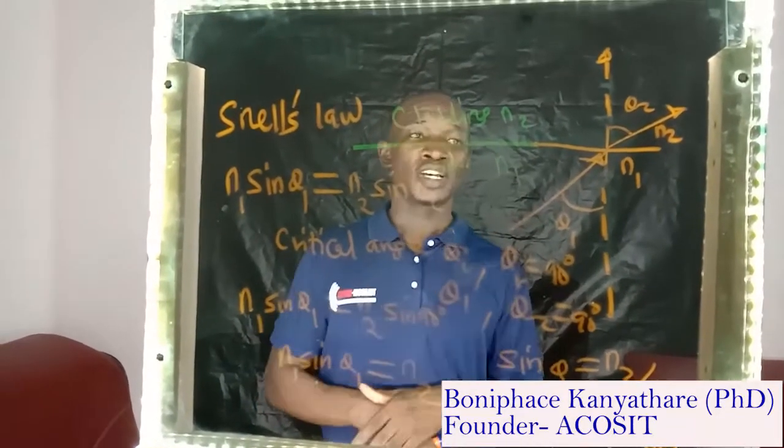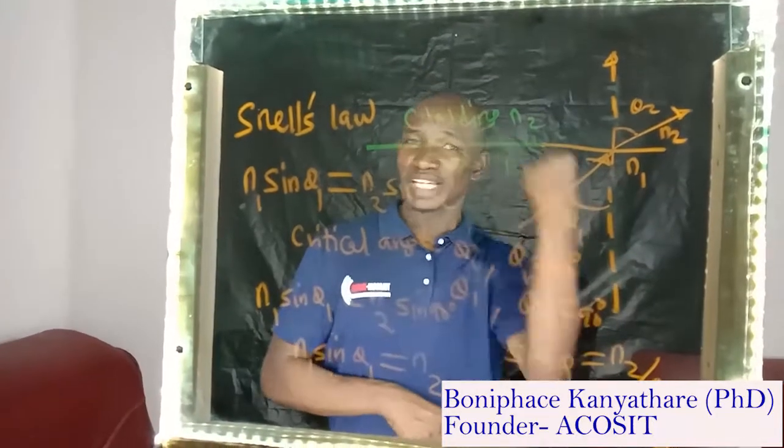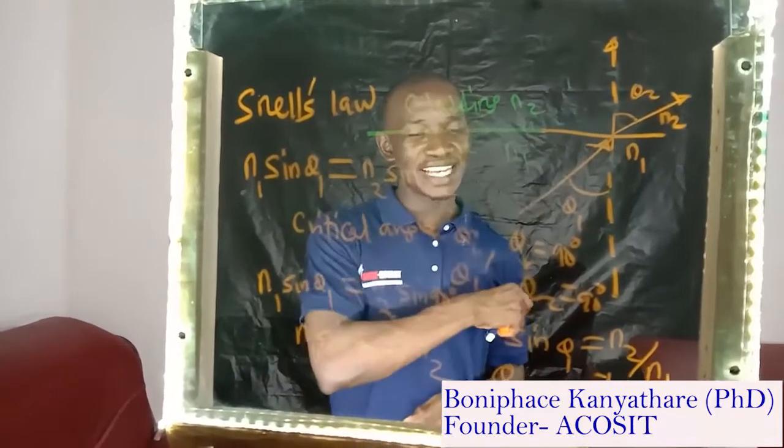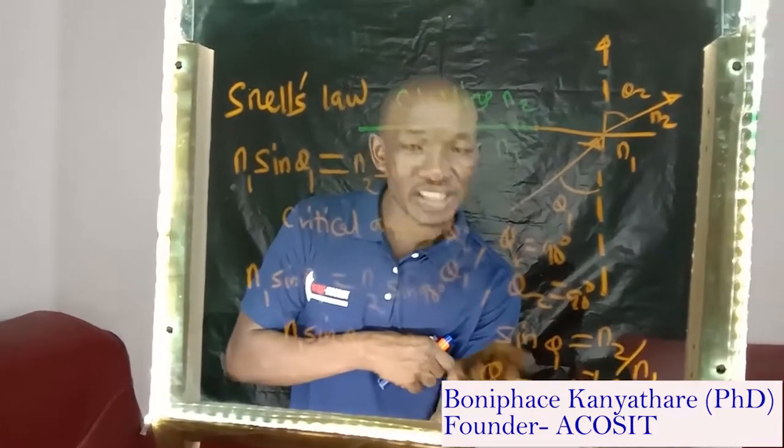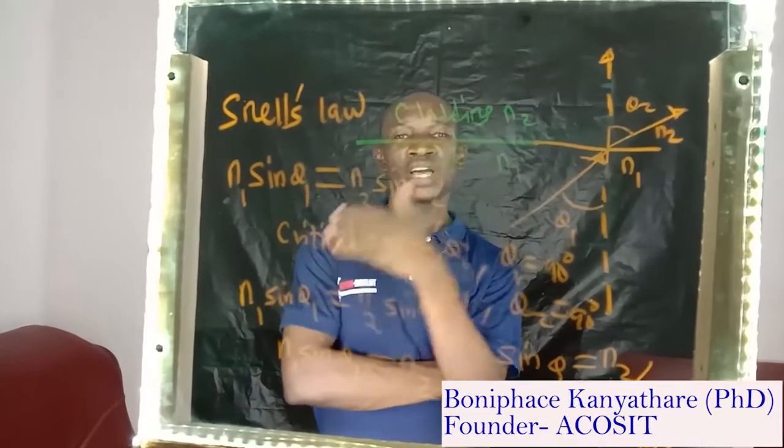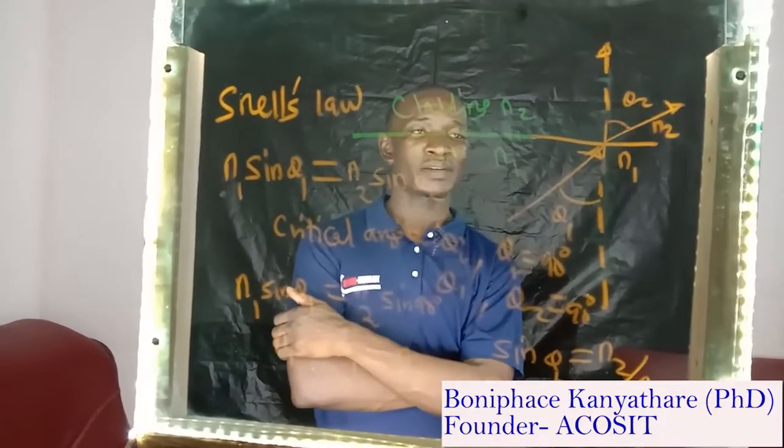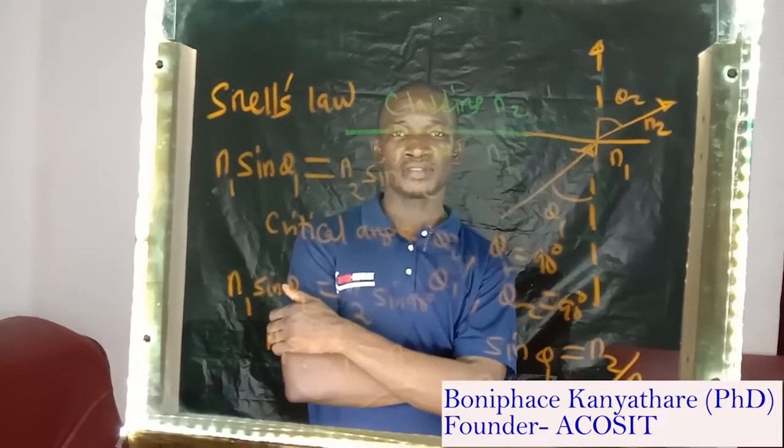And we know that to get total internal reflection, we must make sure that our incident angle is above the critical angle. Then we can achieve total internal reflection.